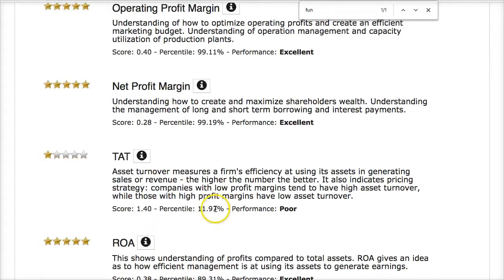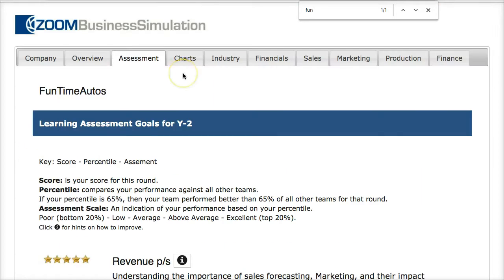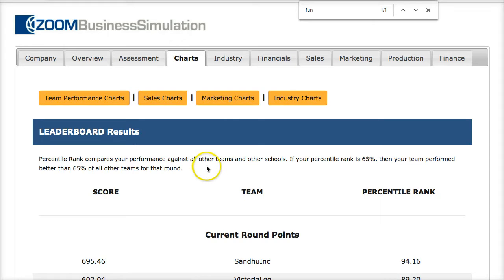So again, like total asset turnover, I did very poorly. And I realized I did poorly in total asset turnover because I'm building a company. I'm spending a lot of money in assets. Total asset turnover will start to turn around once I start converting those assets to more profits. Then you can go to the charts page.